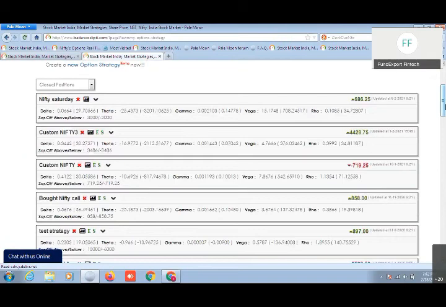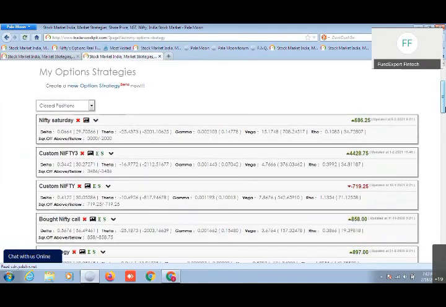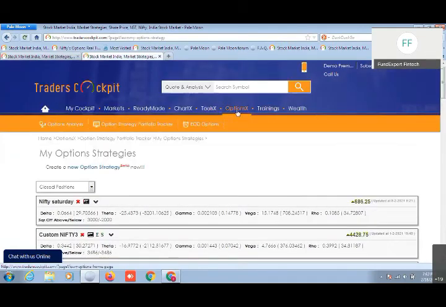Can you see on the screen here? For any strategy which you create, simultaneously you can check out the payoff chart at any point of time, or if you want to edit that strategy, that can be done here, and a lot of functionalities are available. Or if you want to get the SMS and email alerts, that is also possible.